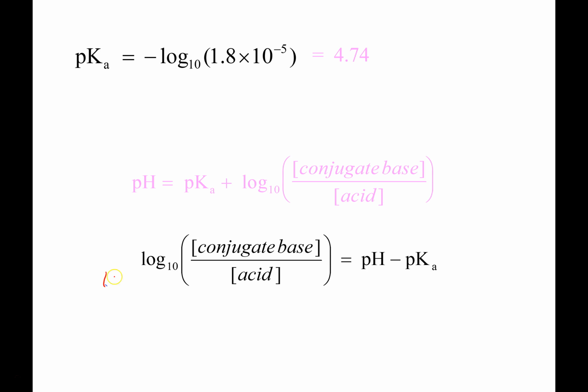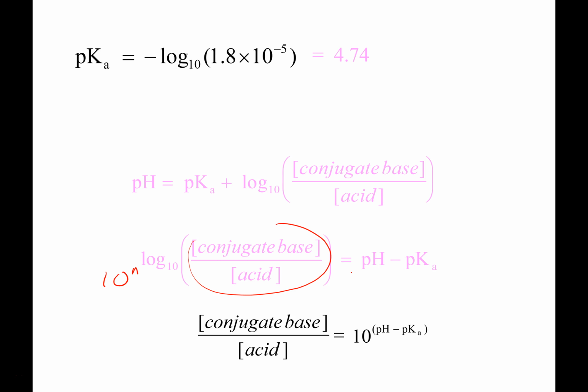If I take 10 raised to the log base 10 of a quantity, that actually then is equal to this quantity. So in other words, if I take 10 raised to the power of each side, on the left side I get the molar concentration of base divided by the molar concentration of acid, and on the right hand side I get 10 raised to the pH minus pKa.